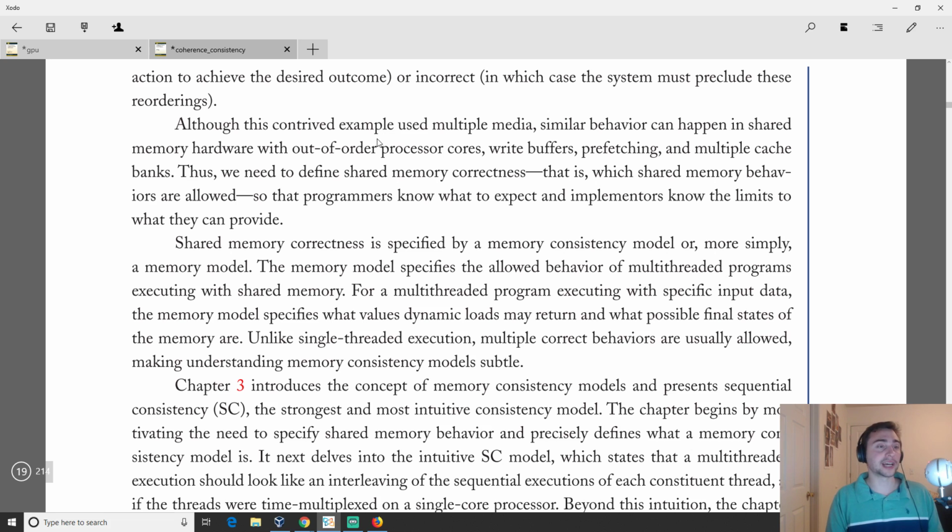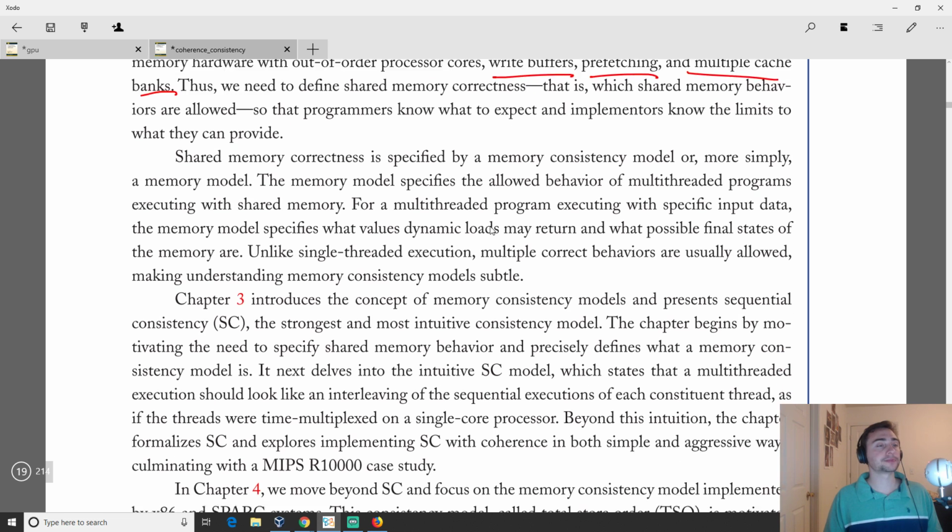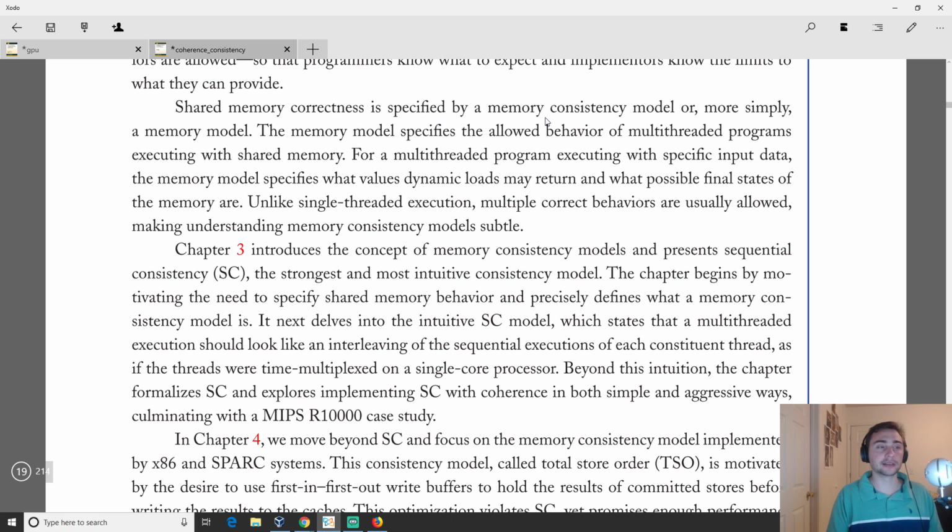So, although this is kind of a contrived example, it can happen in shared memory hardware. It can happen in the write buffers. It can happen with prefetching. It can happen with multiple cache banks. So, we need to define shared memory correctness so that programmers know what to expect and implementers know the limits to what they can provide. So, the programmer needs to know what's going to happen when I run my program, and the people that write the low-level libraries that actually interact with the hardware, they definitely need to know what they can expect from the hardware. So shared memory correctness is specified, like we said, by the memory consistency model or memory model.